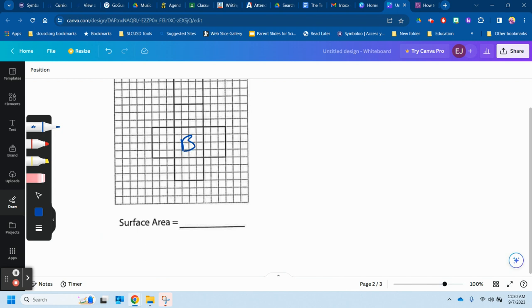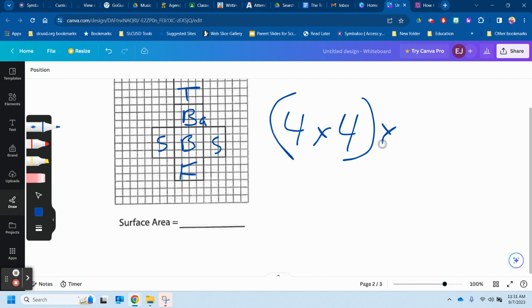This would be the top for T. This is the front. This is the back. I'll put BA for back. Side and side. So for the bottom, we also have the top. So I just need to find this. The bottom is an actual square, so the bottom and the top are 4 by 4. Instead of doing this twice, I know for a bottom, I also have to have a top, so I'm just going to times that by 2. And I'm going to get 32.